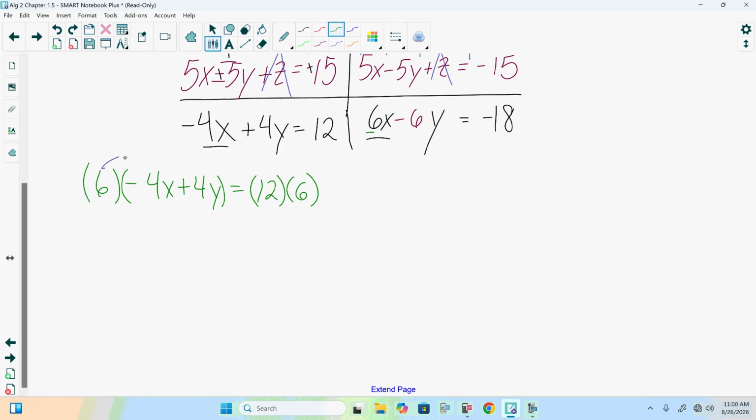And if we multiply this through here, 6 times negative 4 is going to be negative 24x. 6 times positive 4y is going to be plus 24y. And 12 times 6 is going to be 72.